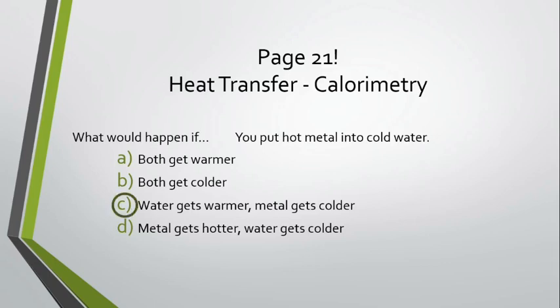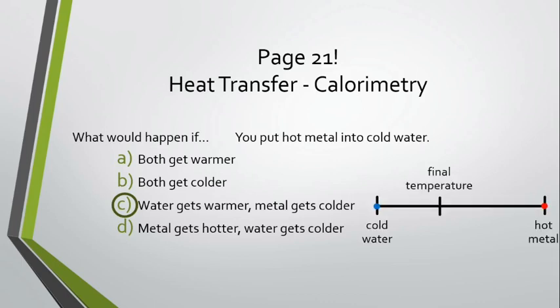Hopefully, you're thinking it's C, that the water gets warmer and the metal gets colder. And that's because there's going to be an exchange of energy. That hot metal, no matter what it is, has more energy than the cold water. And so it's going to be giving some of its energy to that cold water. And that's going to bring the cold water's temperature up and bring the hot metal's temperature down until they reach the point where their temperatures are the same, where they're not going to be changing anymore.